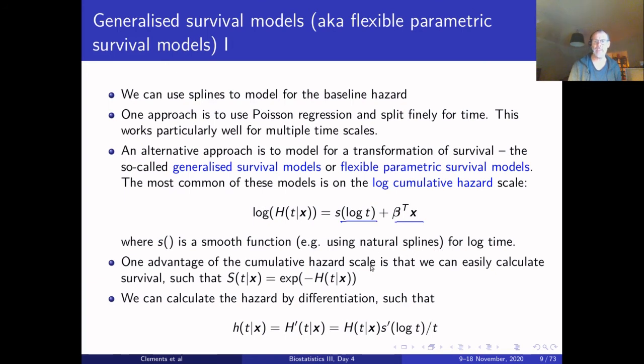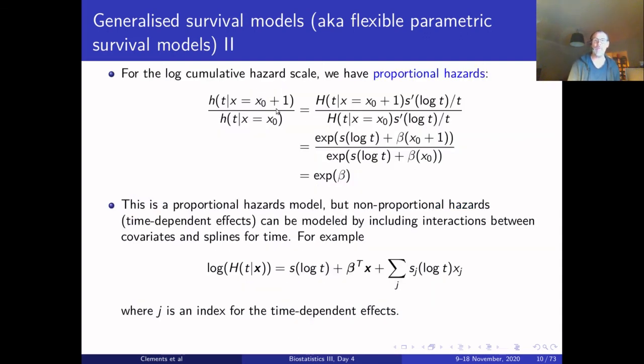Once we've got the cumulative hazard scale, we can do two things fairly easily. We can calculate survival, which is equal to the exponential of minus the cumulative hazard, and we can also calculate the hazard by differentiation. So the derivative with respect to time of the cumulative hazard is equal to the hazard, and there's a fancy formula here.